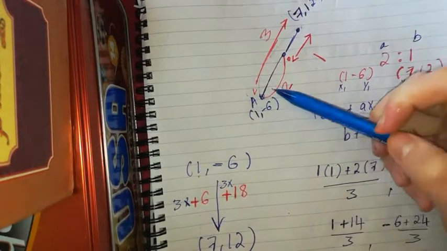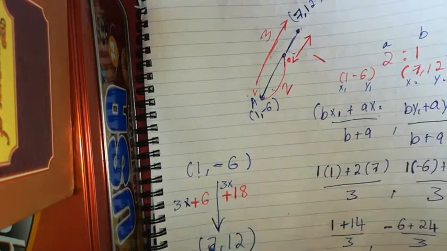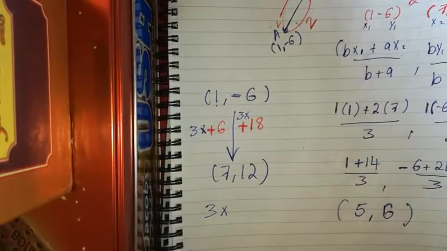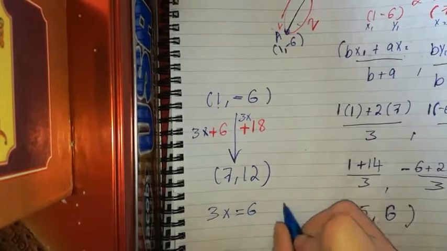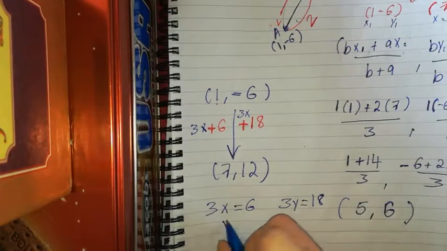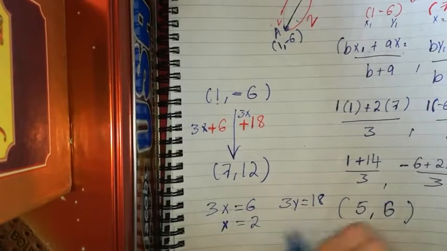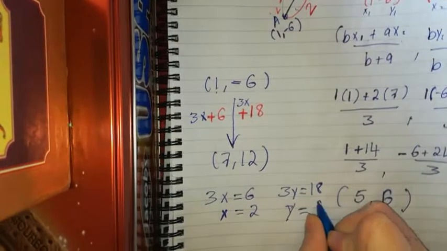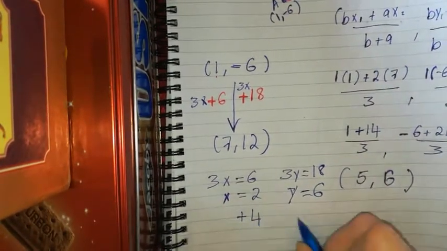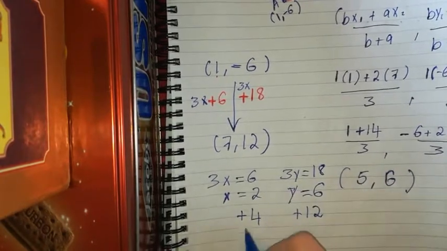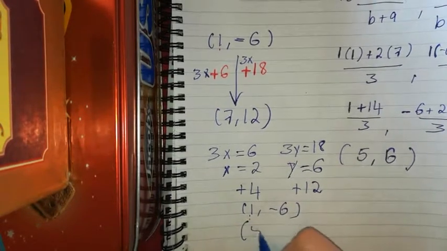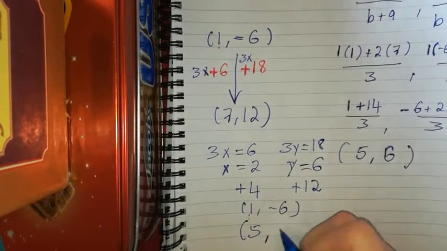But if we only want to go up 2 to get to our middle, let's call x a kind of jump. 3 x jumps is 6, and 3 y jumps is 18. Well then, if we just want one jump, it will be 2, and one jump for our y will be 6. Then 2 jumps will be plus 4 and plus 12. So then we have (1, -6), adding 4 on the x, which will be 5, and adding 12 on the y, which will be 6.